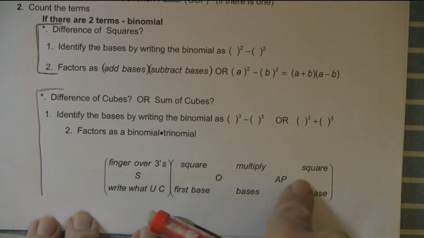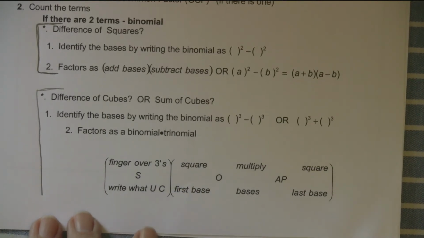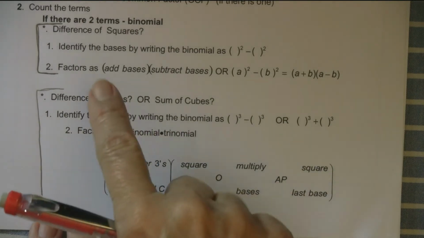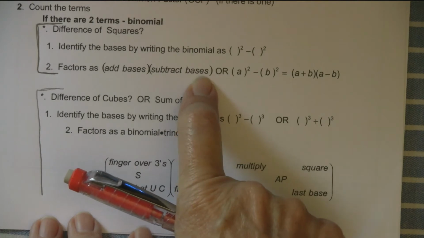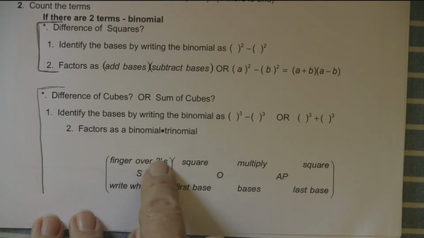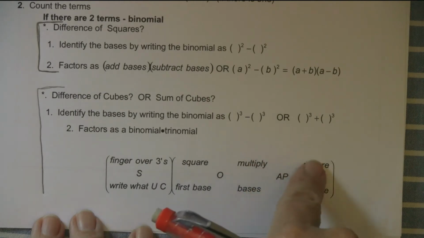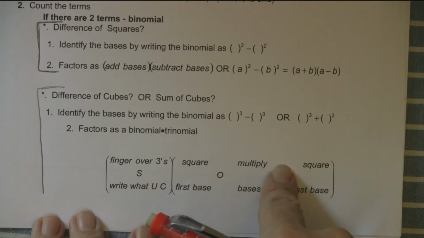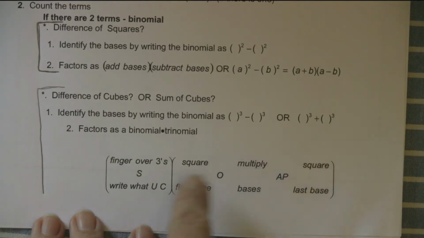Now it's a more complicated monomial. I factor it by words, what is that called? When you have words that go with, I can't think of it right now. But this is my song that I sing. So I sing finger over threes, write what you see, square, multiply, square, soap. And I know it's square the first base and multiply the bases and square the last base, but that's not what I sing.